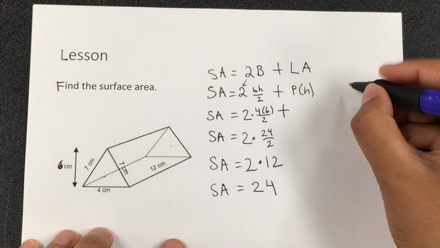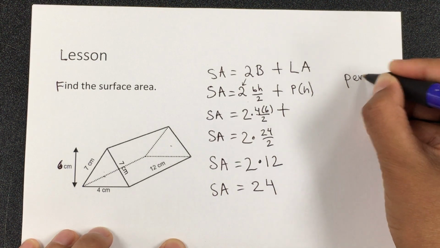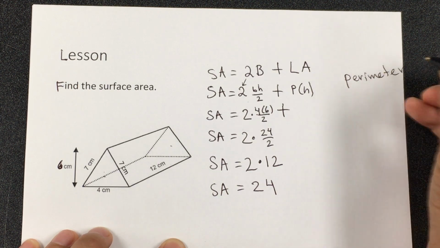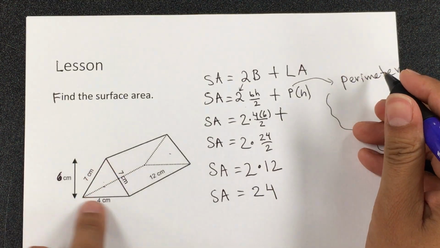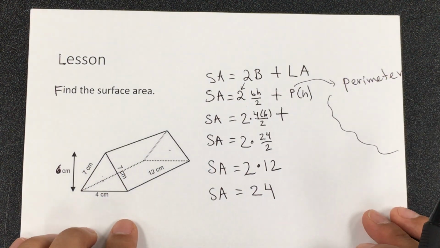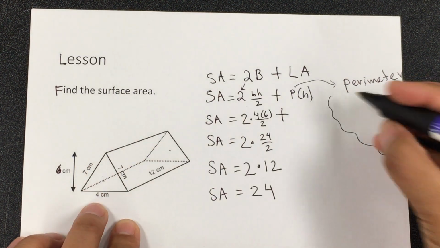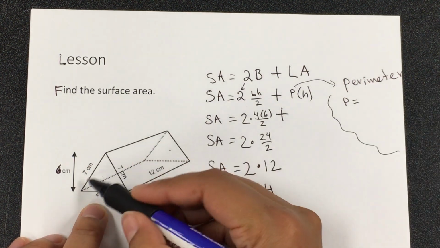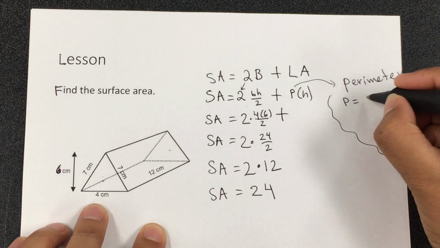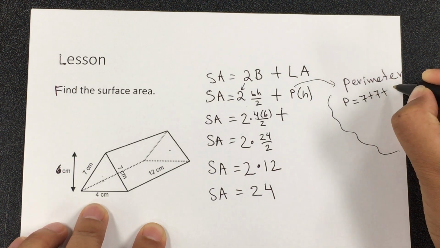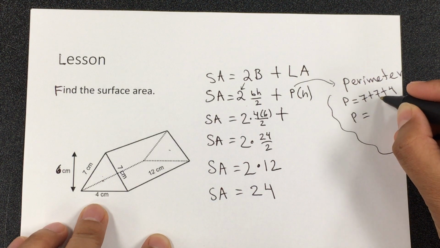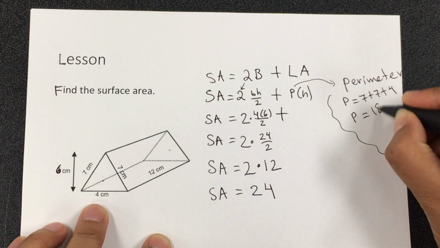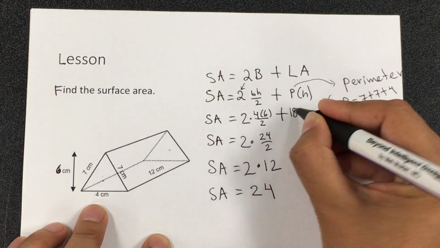Now, for the perimeter, remember that for the perimeter, what we do is add the sides of the base. In this case, the base is a triangle, so we're going to add 7 plus 7 plus 4. And so the perimeter is 7 plus 7 is 14, plus 4 is 18. And so the perimeter is 18.